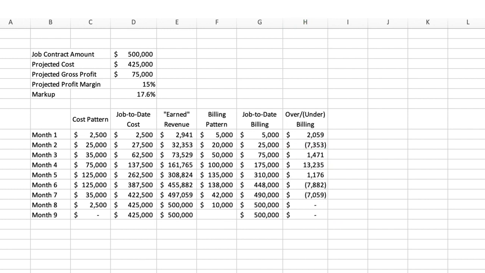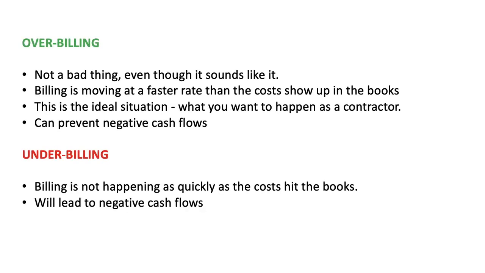You've earned the full amount of the contract and you've billed it in full. Let me pause a minute and explain something. We use the term overbilling a lot in construction. That phrase sounds like a bad thing, but it is not. This just means that you are billing at a rate faster than what your accounting system shows for cost.